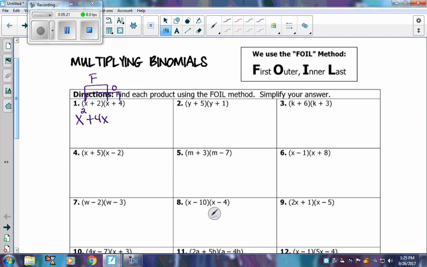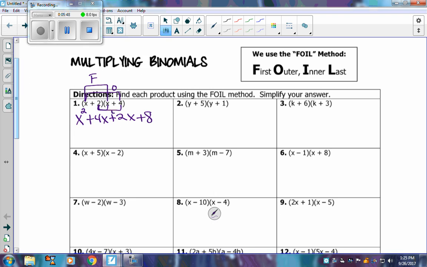Inside, those are the ones beside each other, one from each binomial. 2 times X, those are on the inside. 2X. And what's the last term on each? What's the last one in this binomial? What's the last term in this binomial? 2 over here. So 2 times 4? Wait, 8.